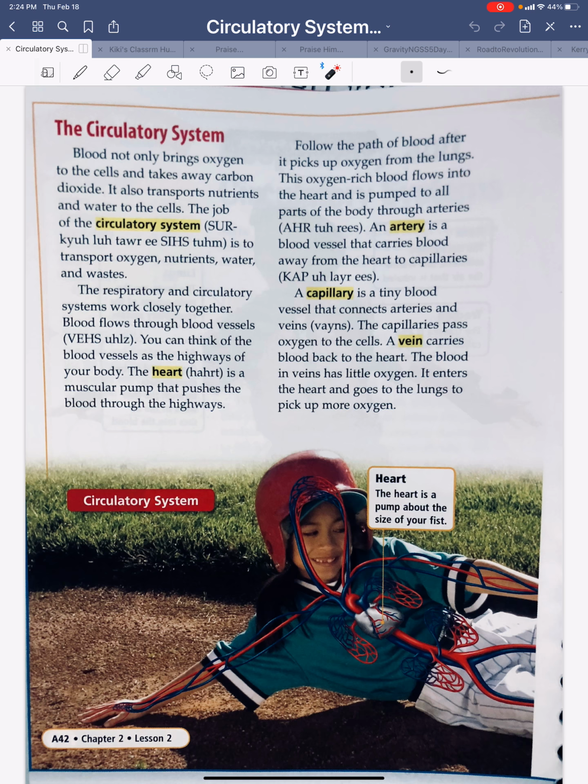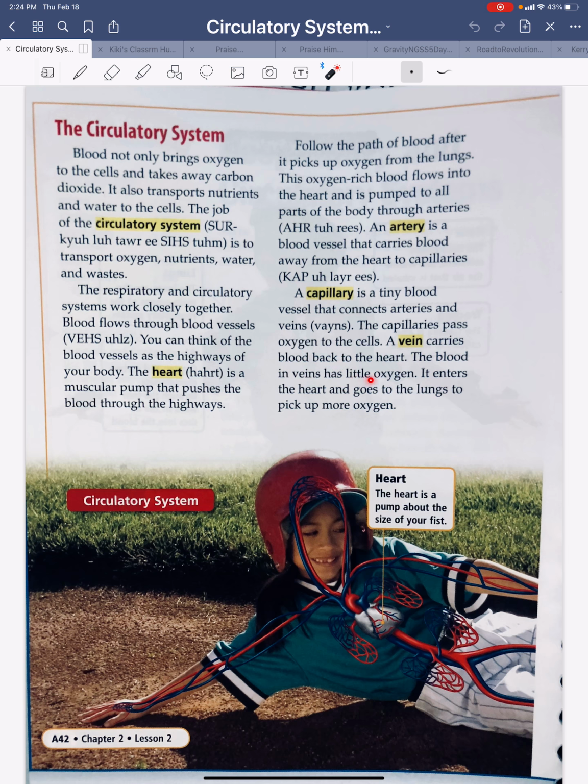Follow the path of blood after it picks up oxygen from the lungs. This oxygen-rich blood flows to the heart and is pumped to all parts of the body through the arteries. An artery is a blood vessel that carries blood away from the heart to capillaries. A capillary is a tiny blood vessel that connects arteries and veins. The capillaries pass oxygen to the cells, and a vein carries blood back to the heart.